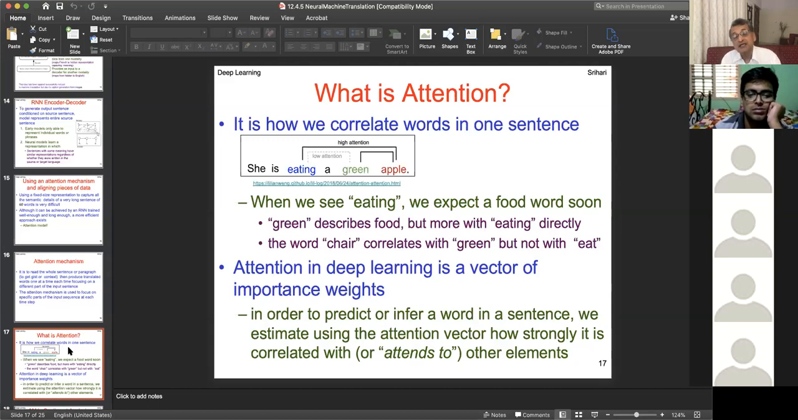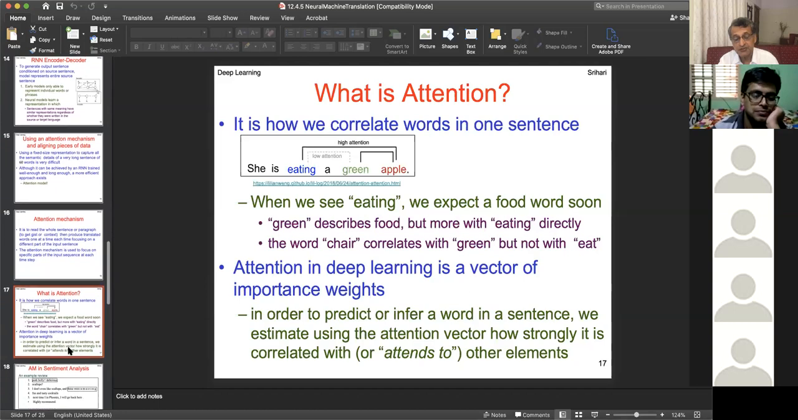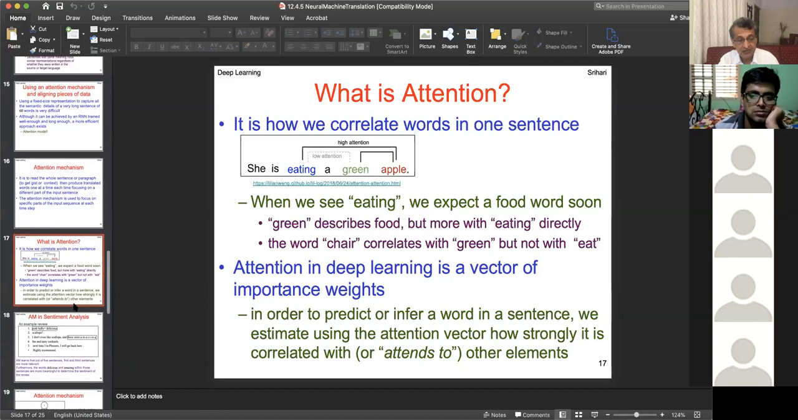And of course, how does the system know that eating goes with apple? You need to have a large enough training corpus that has lots of examples of these kinds of things. This is not just for machine translation. Attention is a concept that transcends machine translation. It applies to all of natural language processing. It applies to computer vision. It applies to anything you can think of. Attention comes into play because everything is not equal in terms of context.